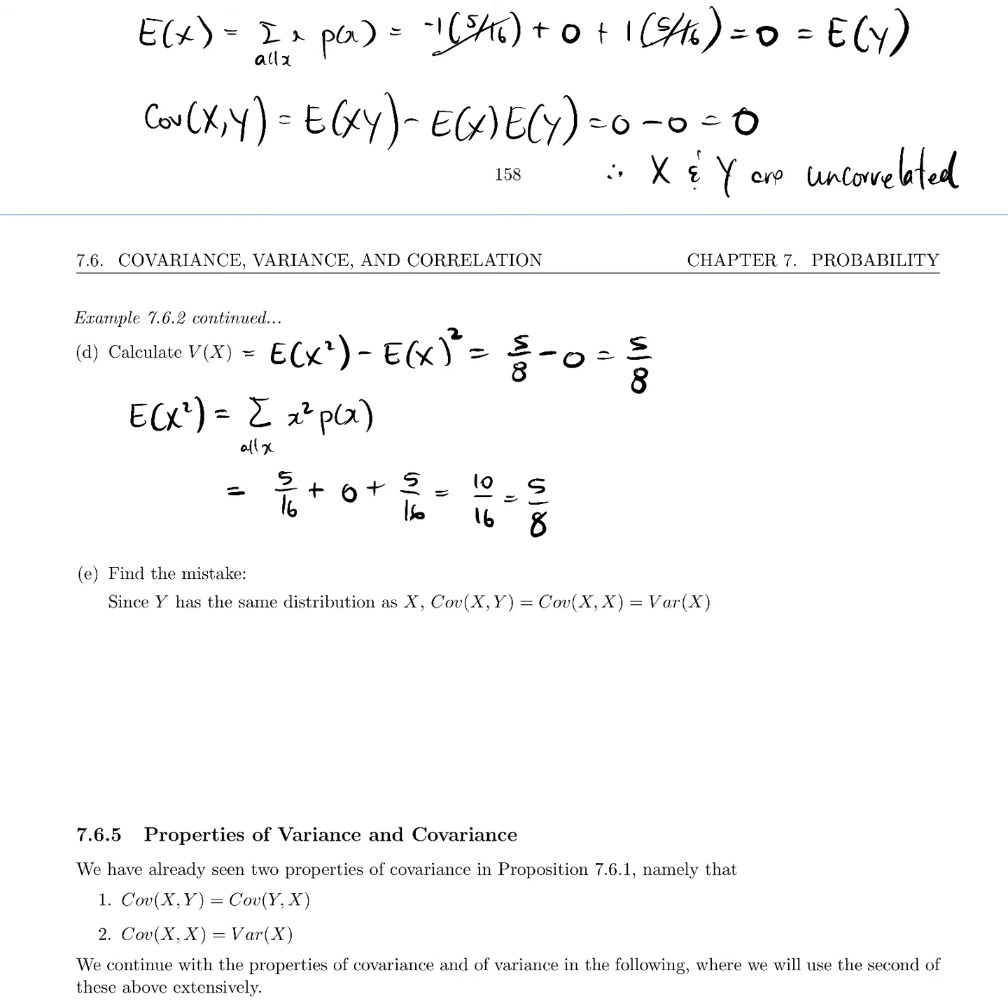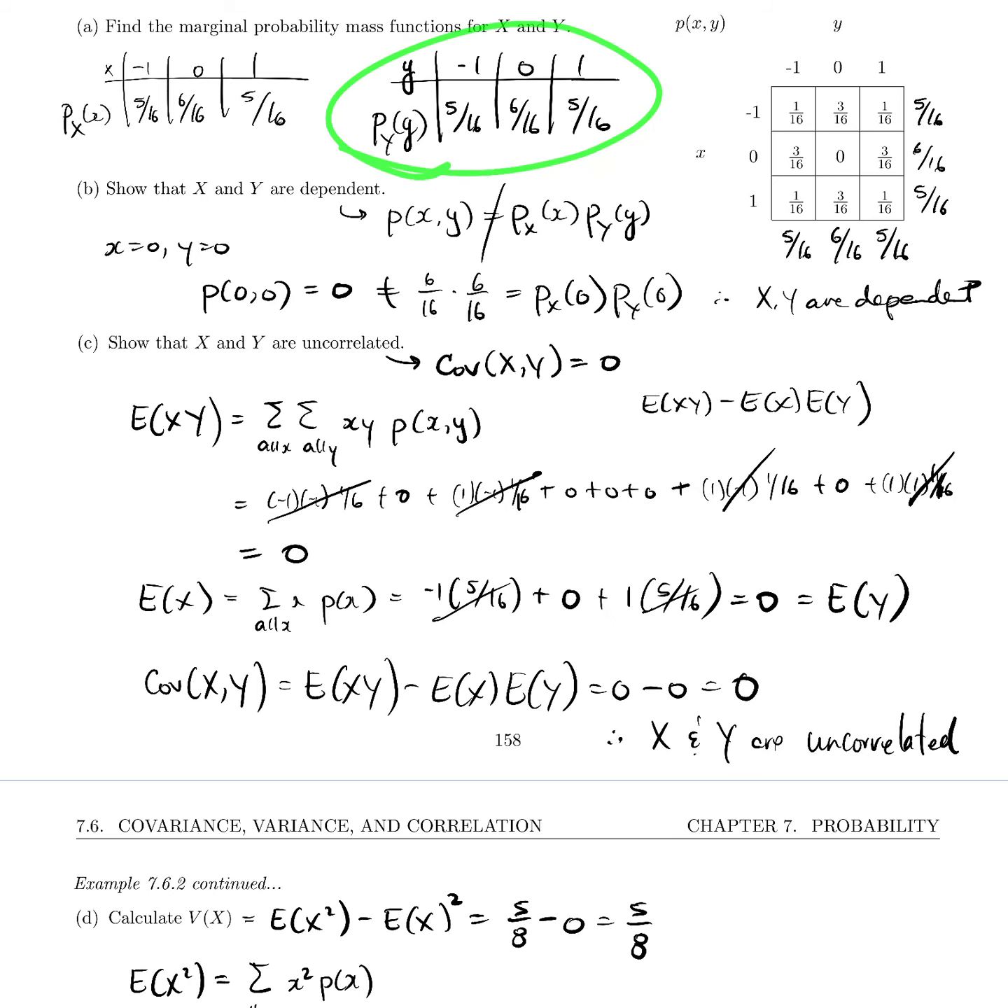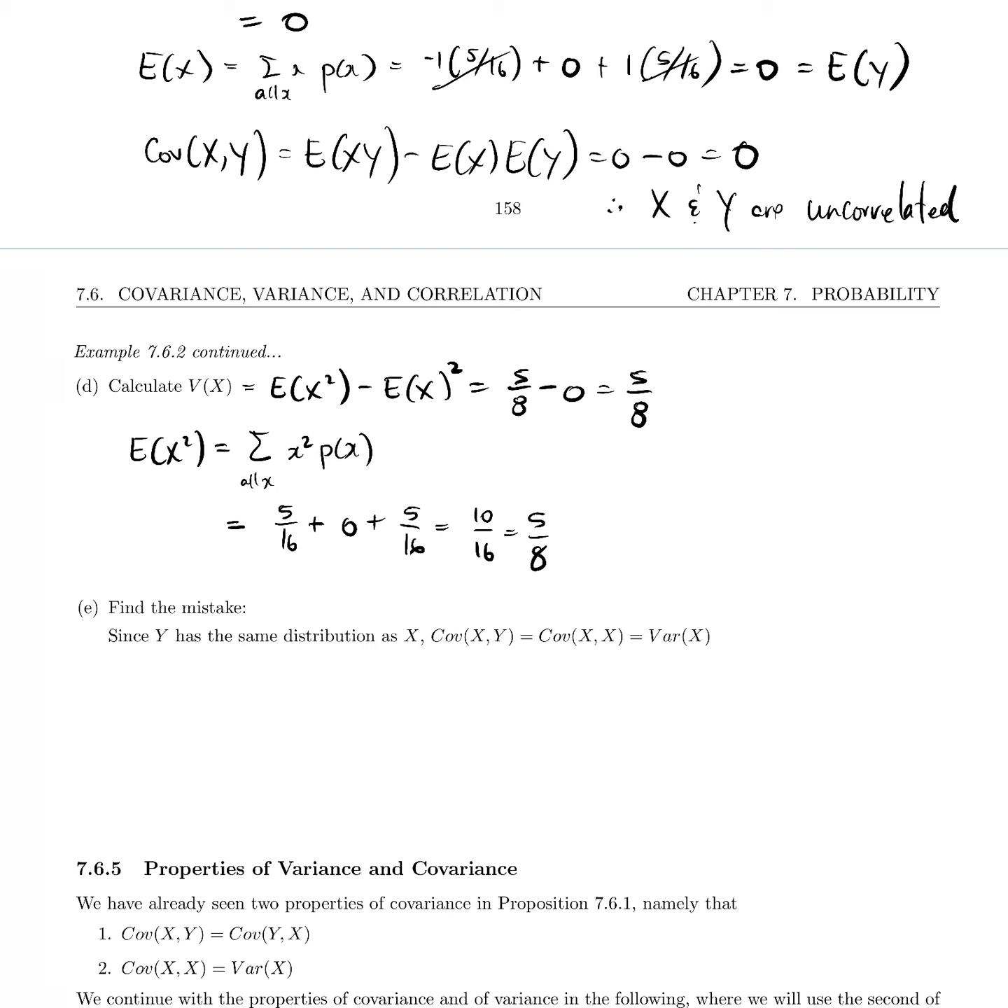E says find the mistake. So we noticed up above that the marginal of y and the marginal of x are identically distributed, right? So y has the same distribution as x. Another way of saying that is x and y are identically distributed. So find the mistake here.